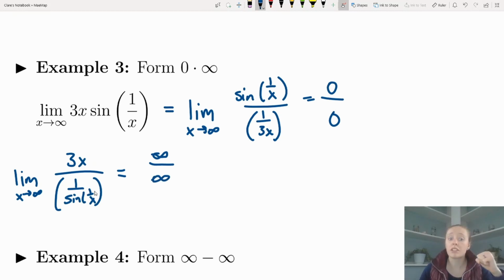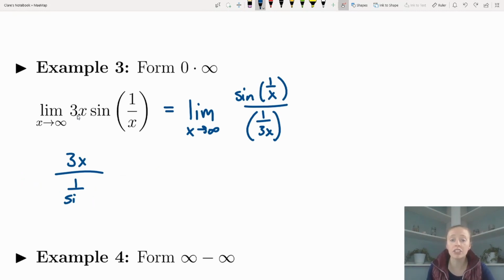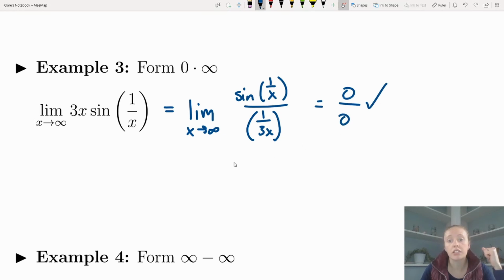3x over 1 over the sine of 1 over x versus sine of 1 over x over 1 over 3x, they're equivalent, so it doesn't matter which one you choose to do. I always try to move the easier function, the function where I have to write less. So that's why I just moved that 3x and wrote it as its reciprocal in the denominator, as opposed to dealing with the sine function. So going back to what I originally started with, we showed that we have 0 over 0. And because we showed that, now we can take the derivative of our numerator over the derivative of our denominator, because we have 0 over 0.